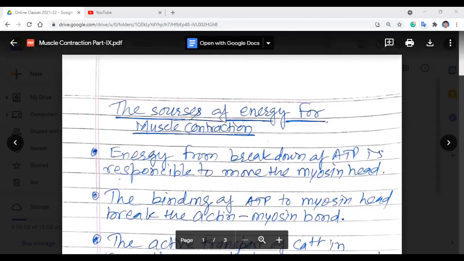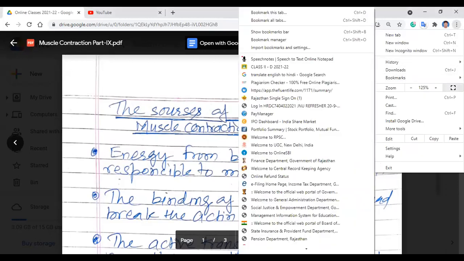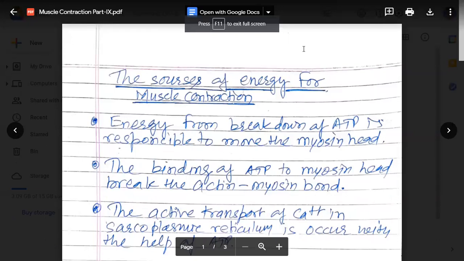Today we will discuss the energy sources of muscle contraction. In the previous lecture, we discussed the Cori cycle. In the Cori cycle, energy was obtained from the lactic acid. Here we will discuss the general mechanism of the sources of energy for muscle contraction.